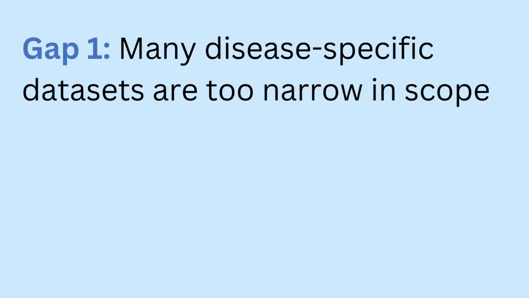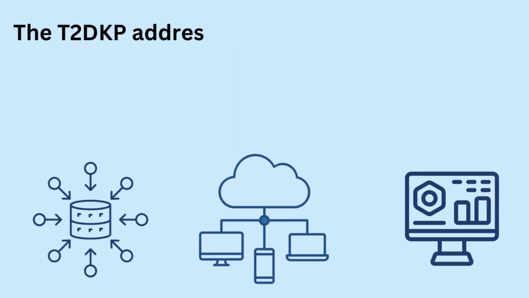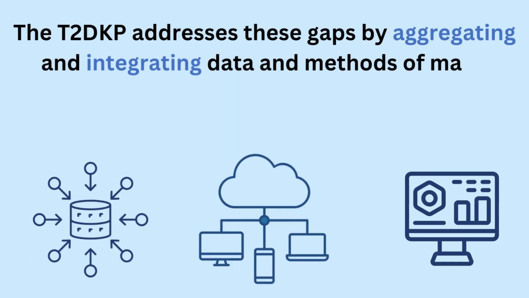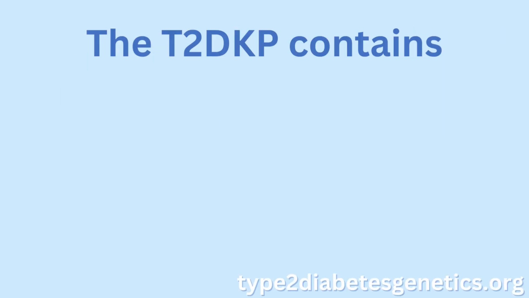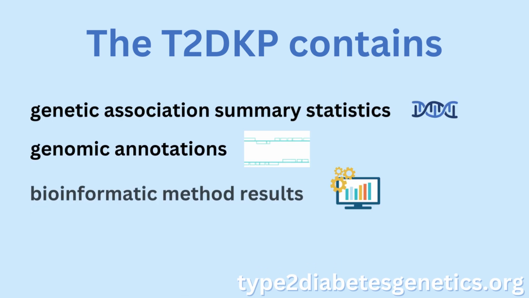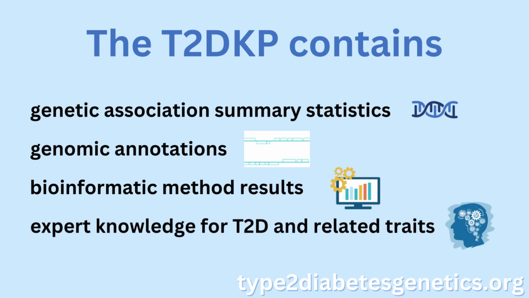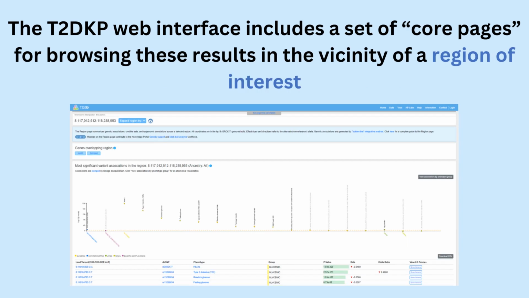The first gap is that many disease-specific datasets are too narrow in scope. The second gap is many analyses can only be conducted after data from disparate resources are combined. This resource addresses these gaps by aggregating and integrating data and methods of many types while focusing on only one disease area. It contains genetic association summary statistics, genomic annotations, bioinformatic method results, and expert knowledge for T2D and related traits. Our web interface includes a set of core pages for browsing these results in the vicinity of a gene, variant, or a region of interest.